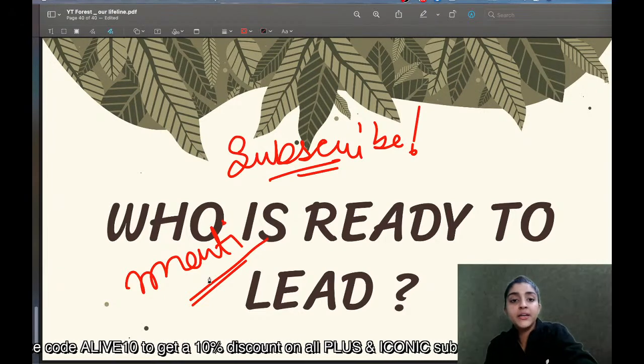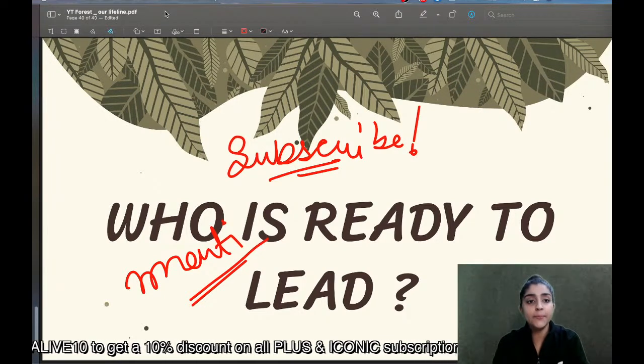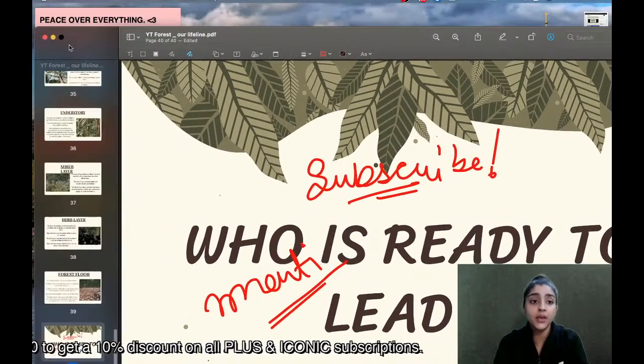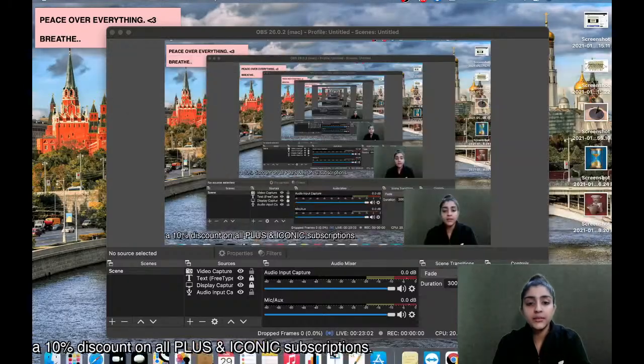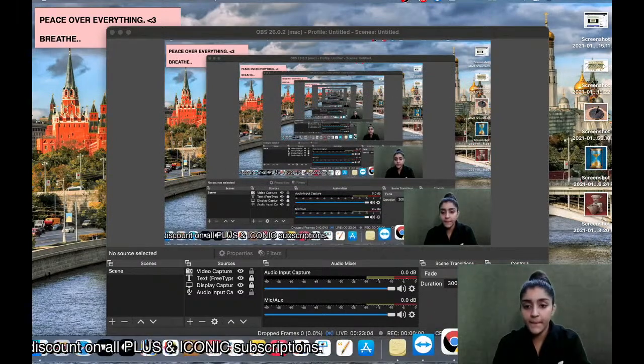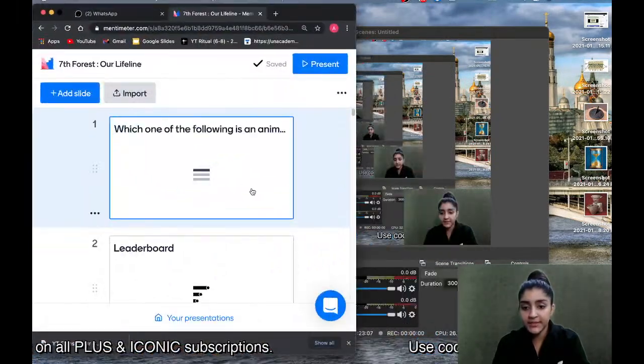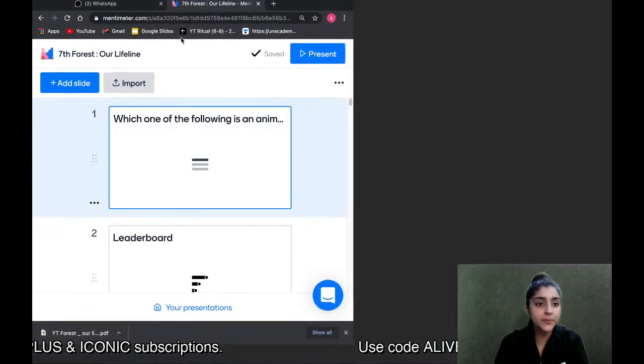What is shrub layer? Does everyone know what herbs, shrubs and trees are? Just give me a second. I'll open the Menti quiz and I'll explain that really quick.